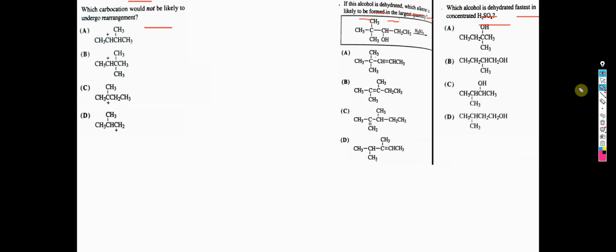For the next question, which carbocation would not likely undergo rearrangement? Okay, so we have to see if it's primary, secondary or tertiary, that's what it comes down to. So here 1, 2, 3, 4 with the positive charge on the second carbon. So we have a positive charge here and two methyl groups and a hydrogen here, right? This automatically is going to undergo rearrangement because a new hydrogen is going to go there. If it has already one hydrogen, then now it will have two hydrogen and the positive charge will come there. So that's going to undergo rearrangement.